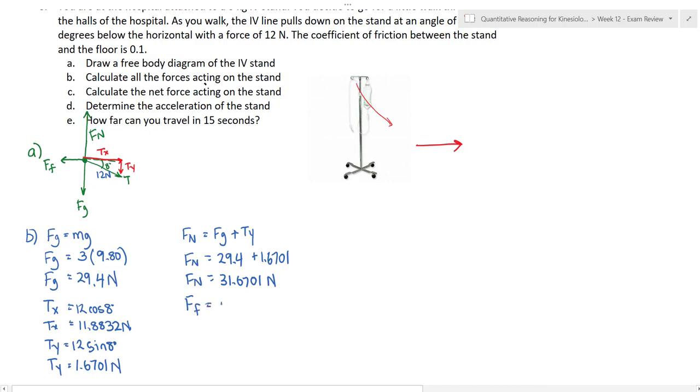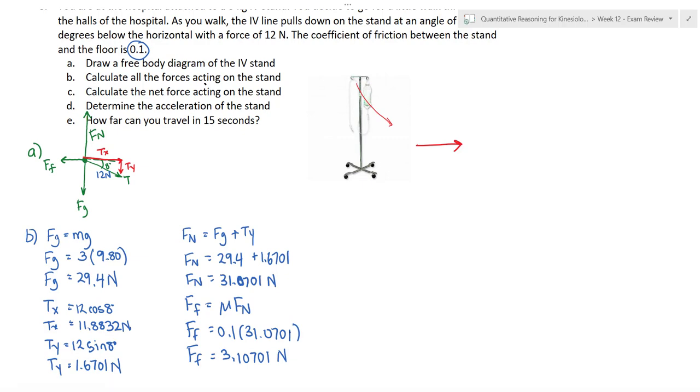I only have one force left, which is the force of friction. The force of friction is always equal to the coefficient of friction times the normal force. The coefficient of friction, they tell us, is 0.1, times the normal force, 31.0701. And that gives us 3.10701 newtons. So now we know all of our forces.